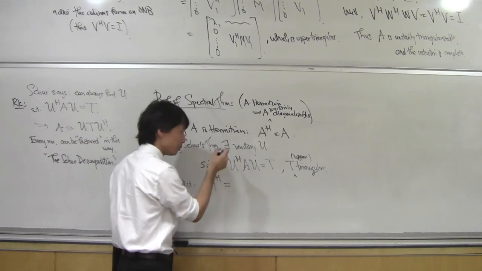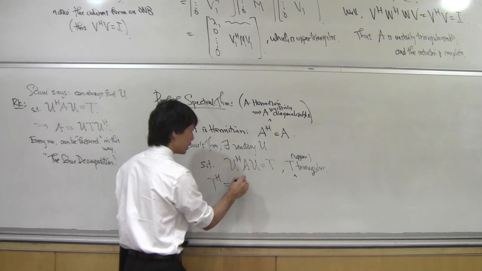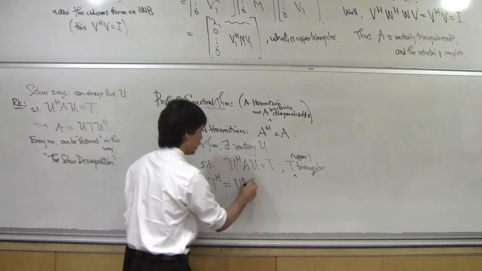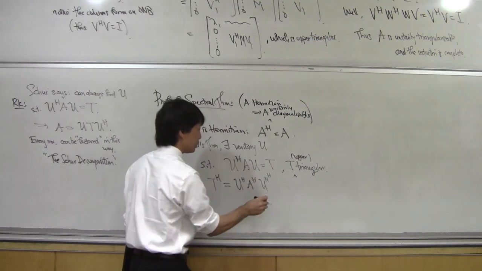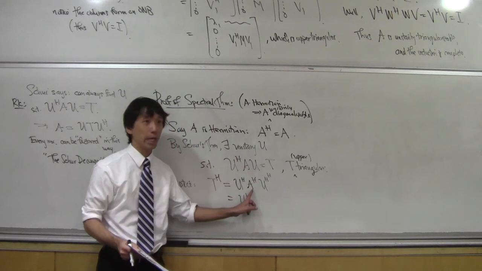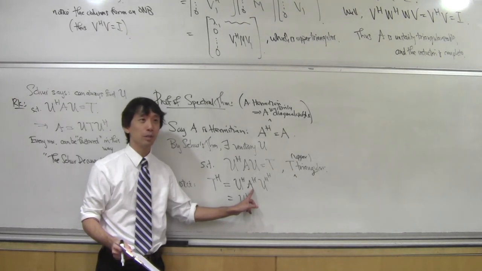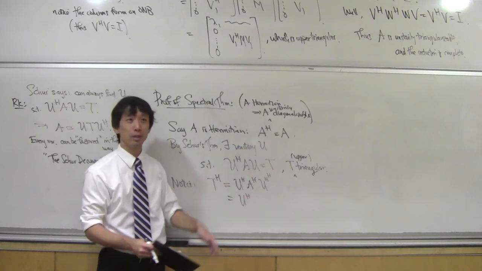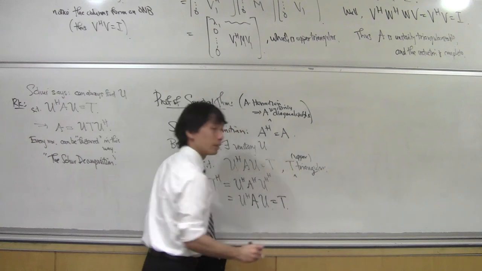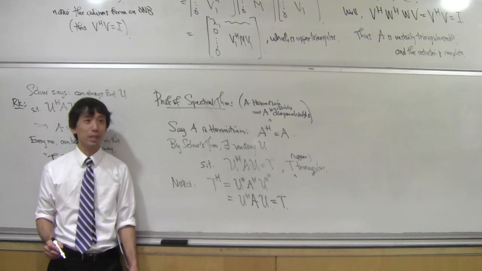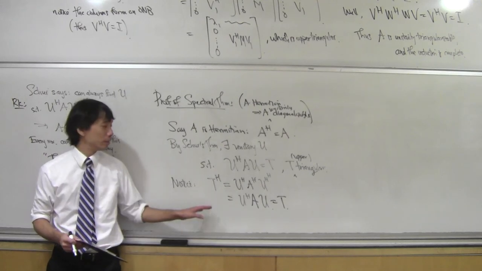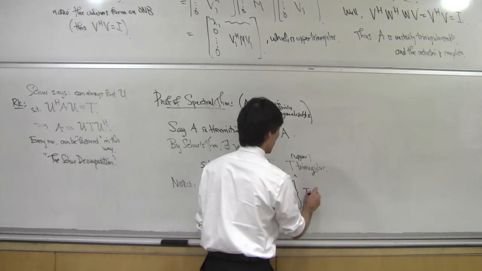Something even better happens. We're going to get the conjugate transpose of this, which is U^H A^H U. But that's just U again, right? So we get U^H A^H U, but A^H is A because we're Hermitian. So it equals T. T is Hermitian.